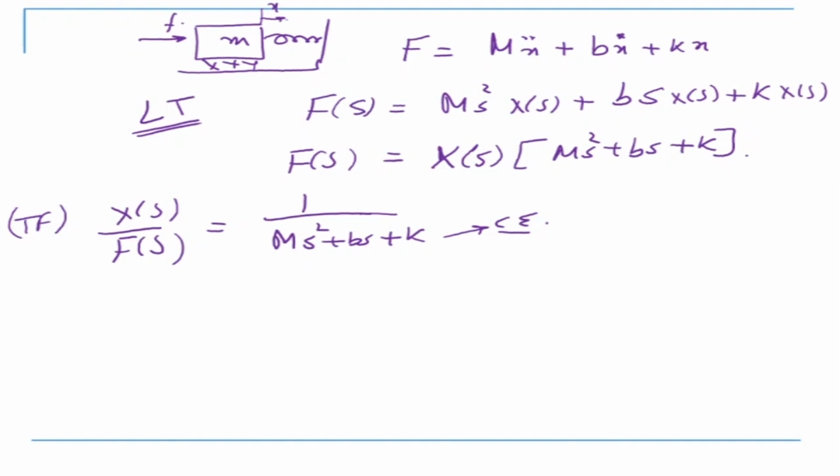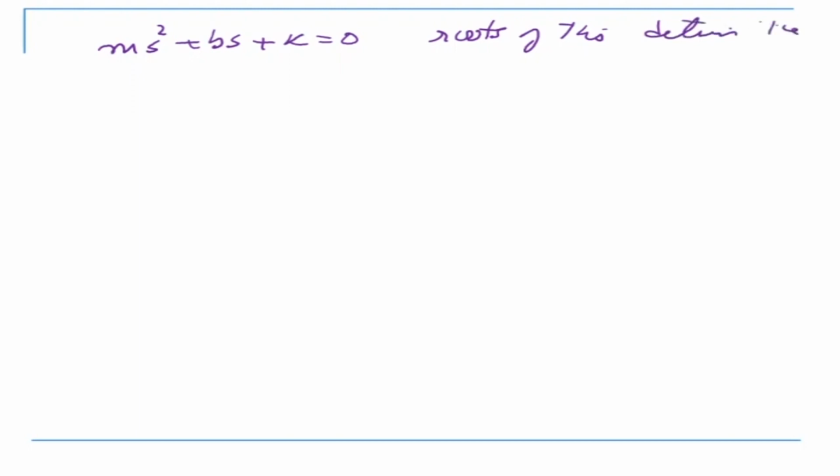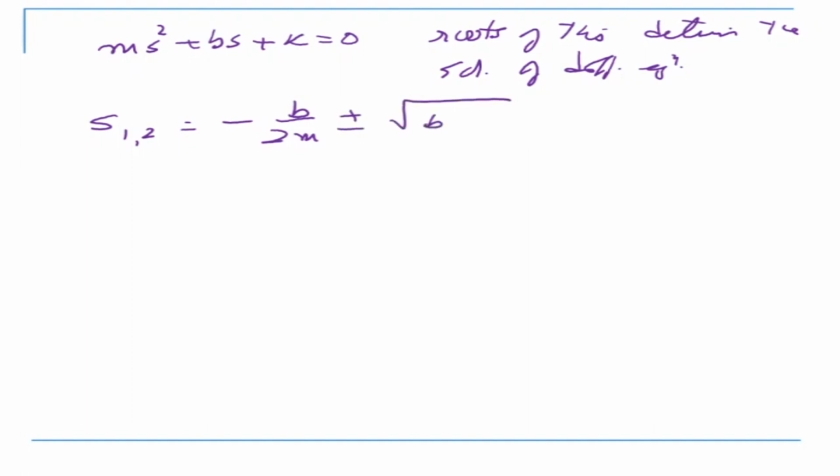Now the roots of the characteristic equation, which is ms squared plus bs plus k is equal to 0, determine the solution of the differential equation. Now what are the roots of this equation? This is a second order equation, so it will have two roots, s1 and s2. What will these be? s1, s2 equals minus b by 2m plus or minus the square root of b squared minus 4mk, divided by 2m.